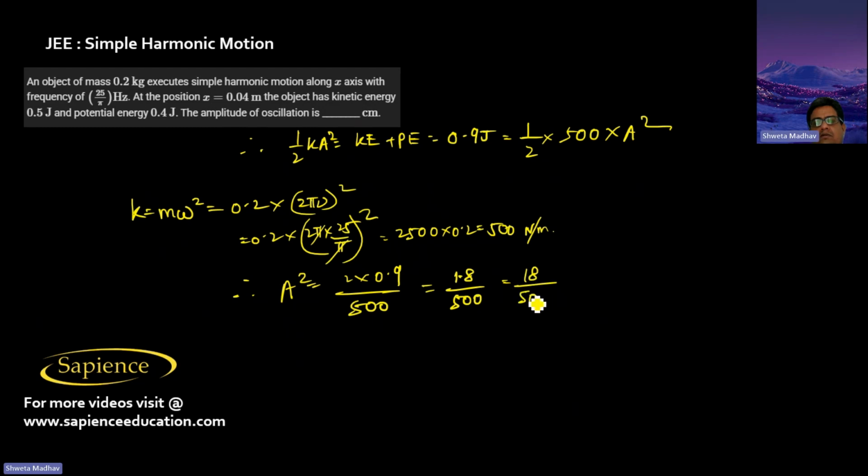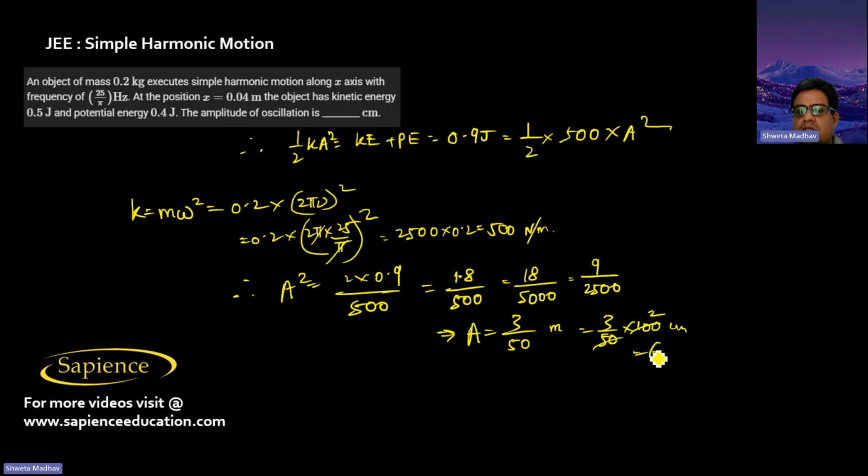18 by 5,000 is 18 by 0.01? So therefore, amplitude will be 3 by 50 in meters, but in centimeters it is asked, which is 3 by 50 into 100 centimeter, which is 6 centimeter. So 6 is the answer.